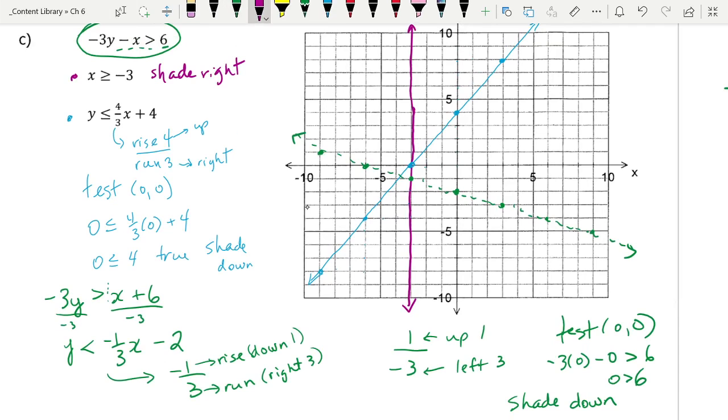We are shading right for the purple line. We're shading down from the blue line. And we're shading down from the green line. This one is x is greater than -3. Which way is greater than? To the right. You're right. I didn't do a test for that one because I kind of don't have to. I just read it. It doesn't have a y to get in the way. I just know, oh, where's x bigger than -3? This way. Question?